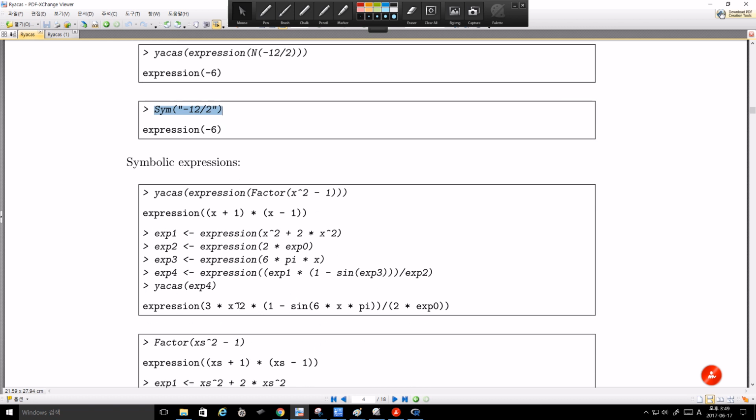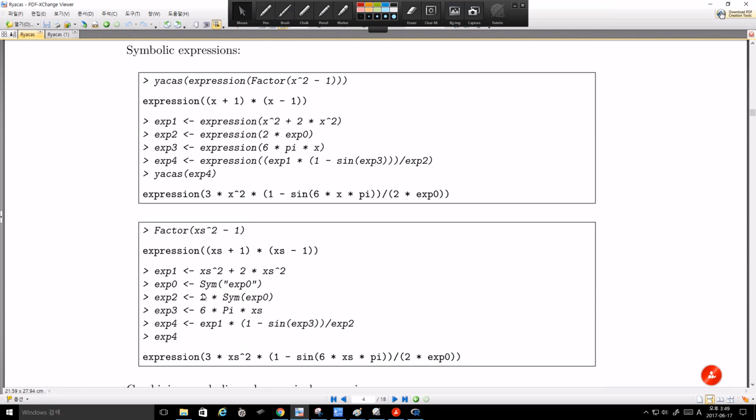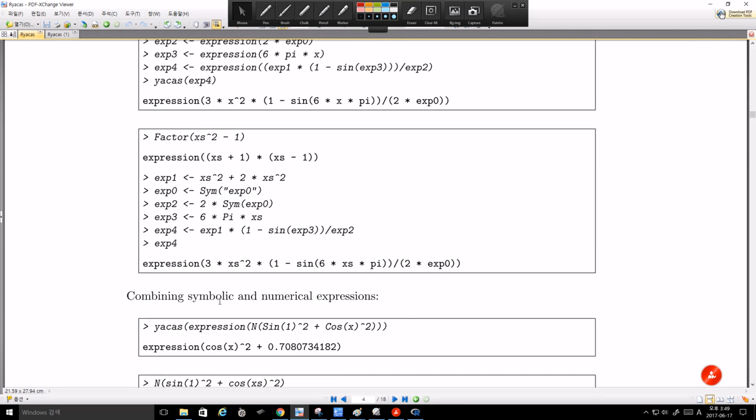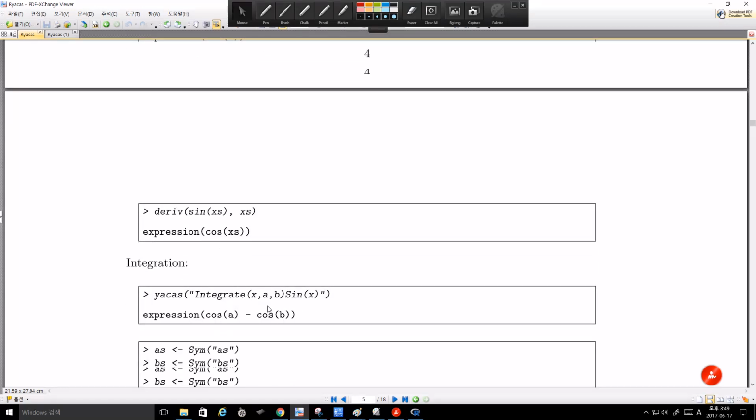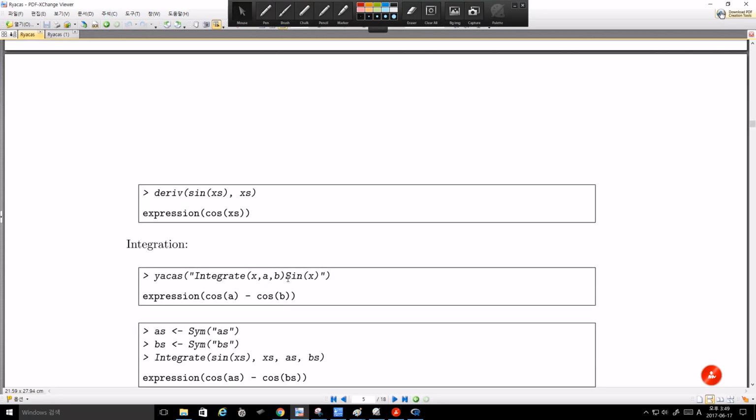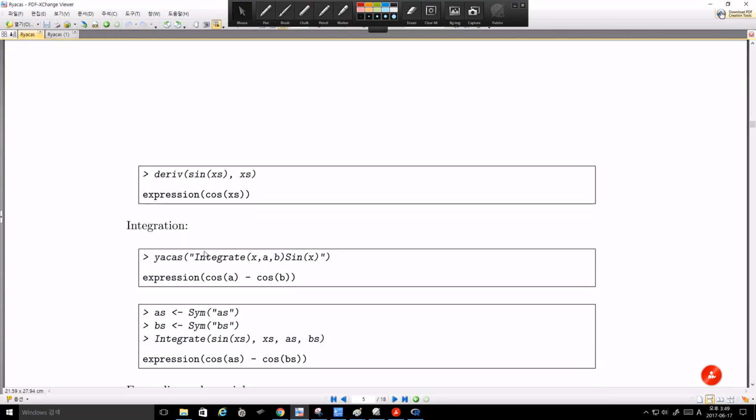The symbolic expression, we did this one already. Let's skip this part. We did differentiation, and integration. Now it is the definite integration. So integrate xab.